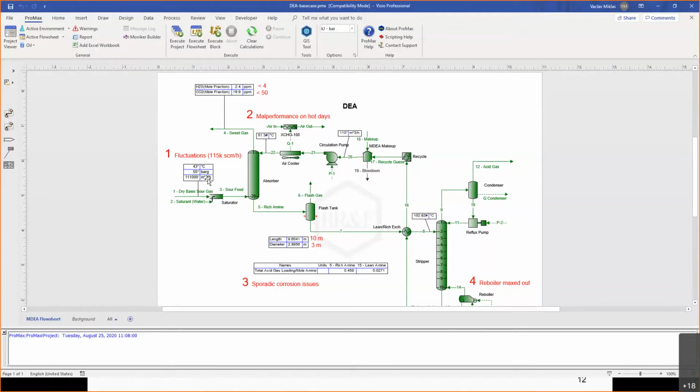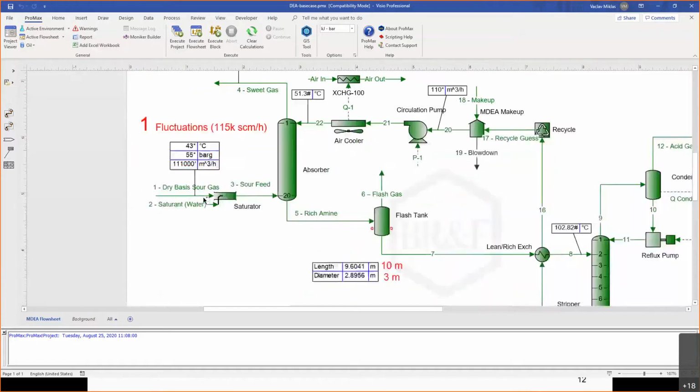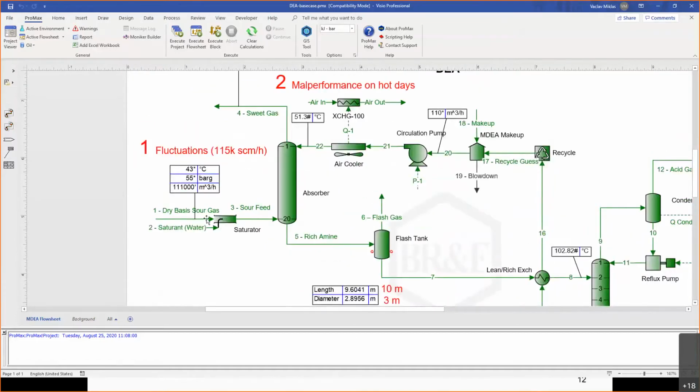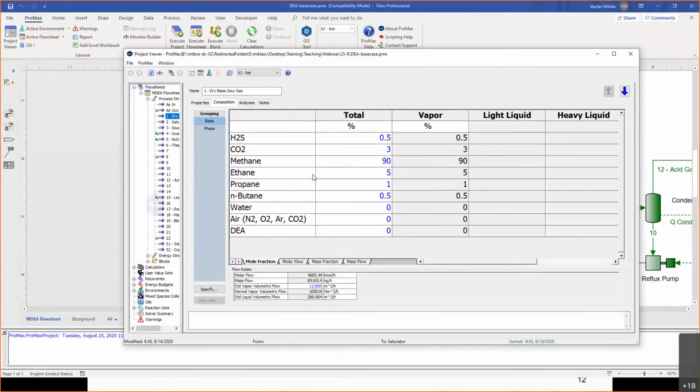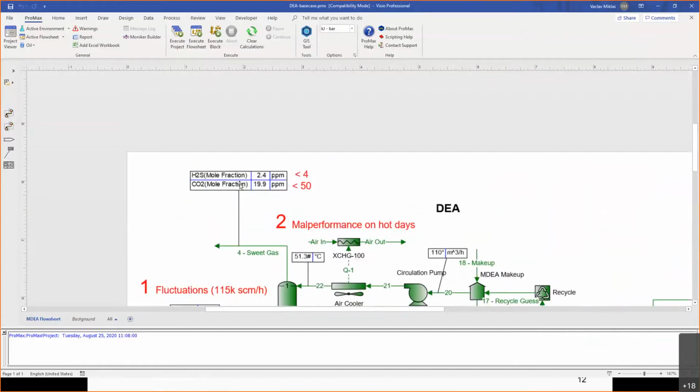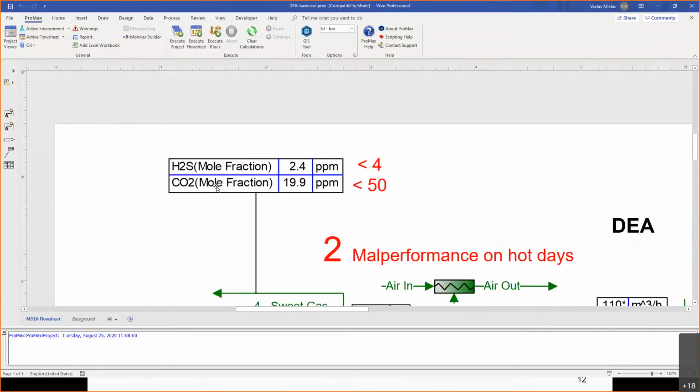As you can see, we have a DEA unit. If I open this sour gas and go to composition, you will see that we have something like 0.5% of H2S and 3% of CO2. And our goal, since there's some cryogenic processing downstream of this amine unit, is not only to have ppm levels of H2S, which is quite common, but also to have below 50 ppm of CO2. So we basically have simultaneous removal of H2S and CO2 down to ppm levels.